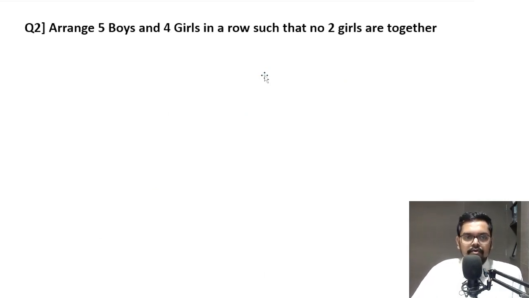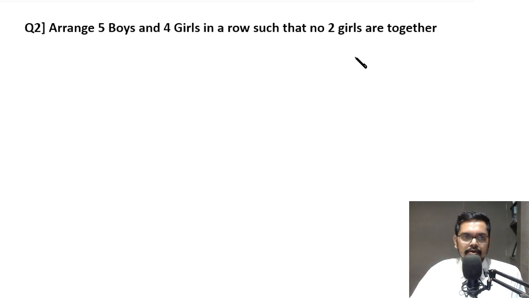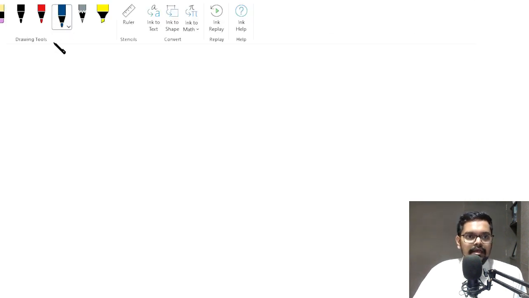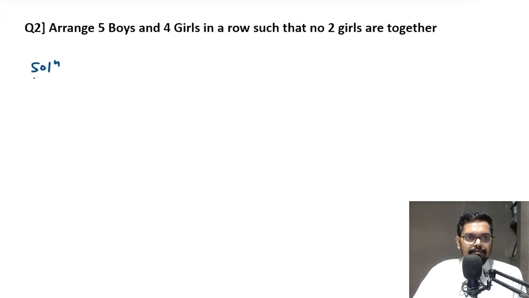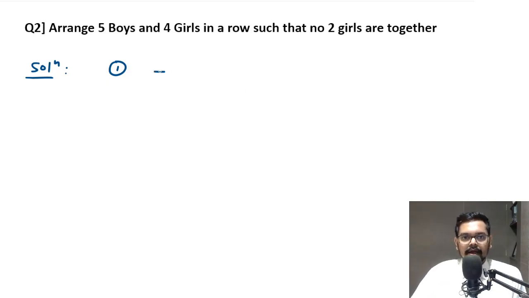I will modify the question. Arrange 5 boys and 4 girls in a row such that now no 2 girls are together. Previously, no 2 boys were together; now, no 2 girls are together. Since you know the technique, pause the video, try, then look at my solution. Since girls are in the constraints, now I will make the boys sit first. Same technique.